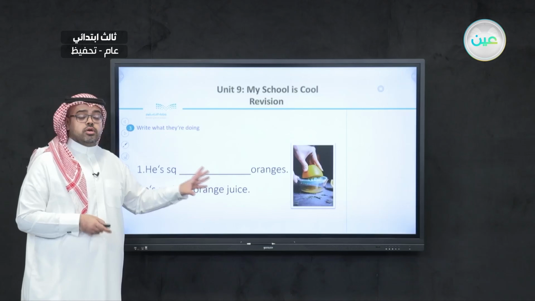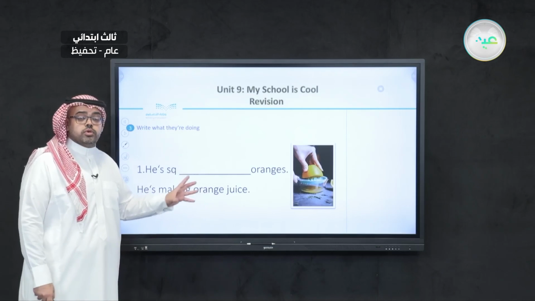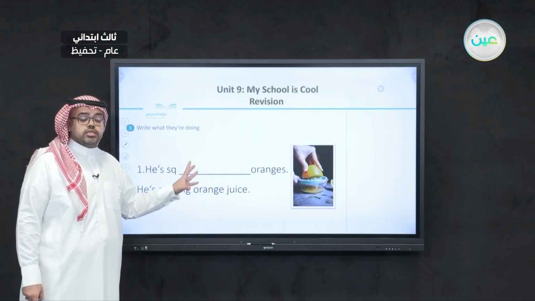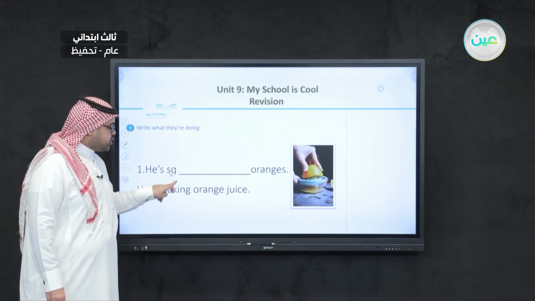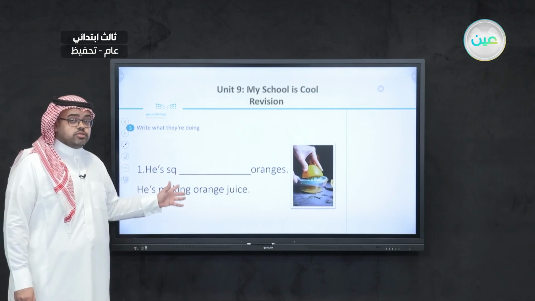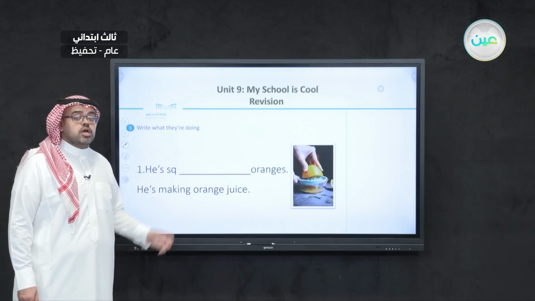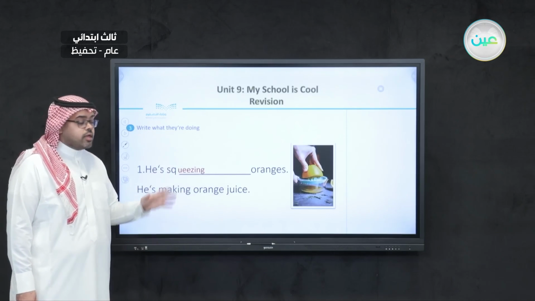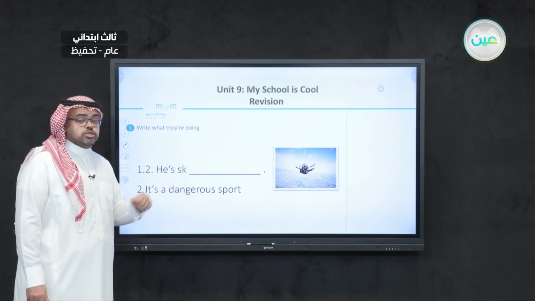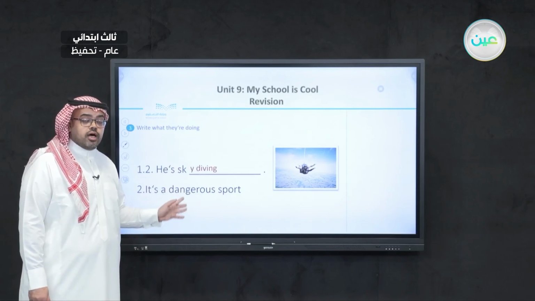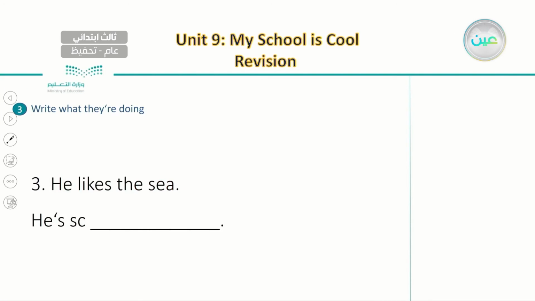And after this, another exercise where we write what they are doing. Here we have a picture, as you can see in your books, of people doing different things. And what you need to do is to write down what they are doing. And we already have the two letters. So here in the first picture, we can say that this person is squeezing oranges. And this person is playing a dangerous sport, which we call skydiving. And also this person in the sea, who likes the sea and being inside the water, what does he do? He is scuba diving. We said that these practices and these sports will help us to differentiate between these blends.